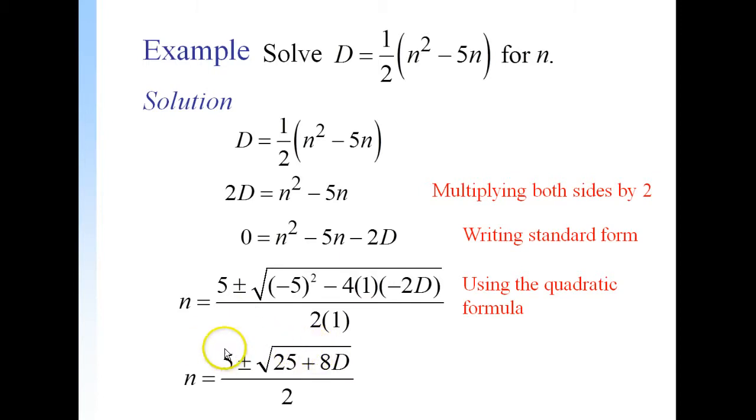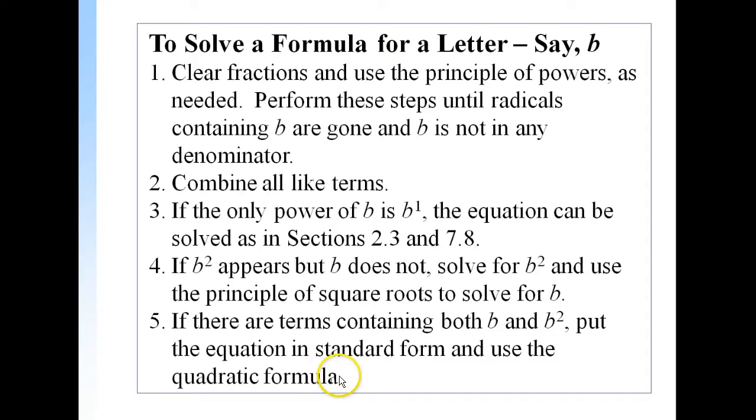Now, if they gave us a value for d, we could put that d right in there, multiply it by 8, add it to 25, take the square root of it, and then add 5 to it, divide by 2, subtract this from the 5, then divide by 2, and that would be our answers. Okay? And that'll wrap this up.